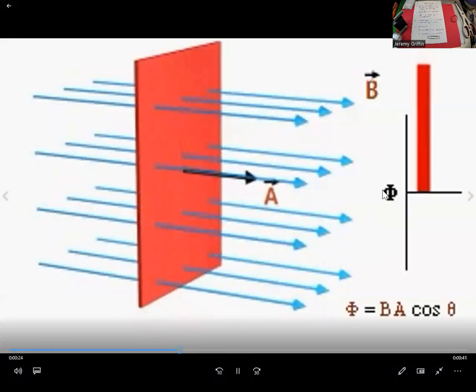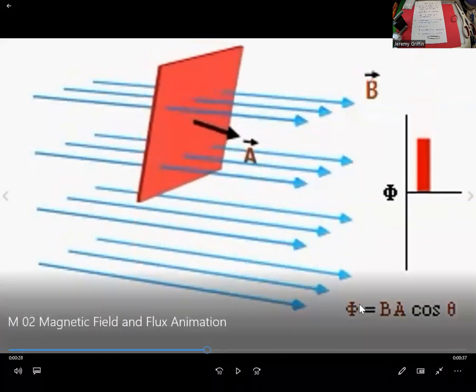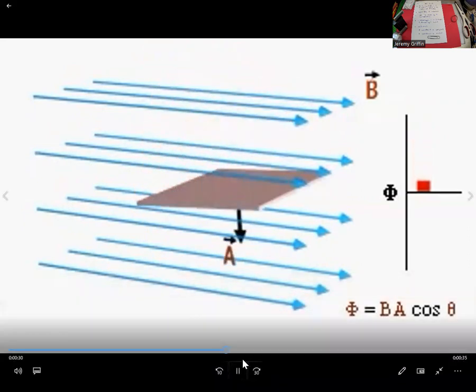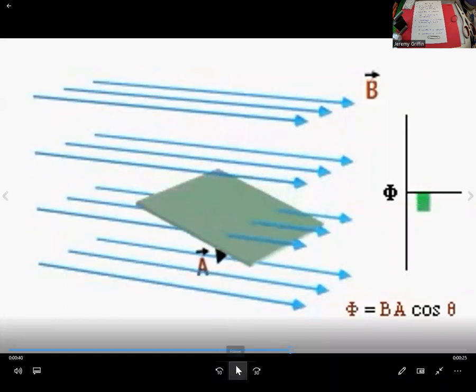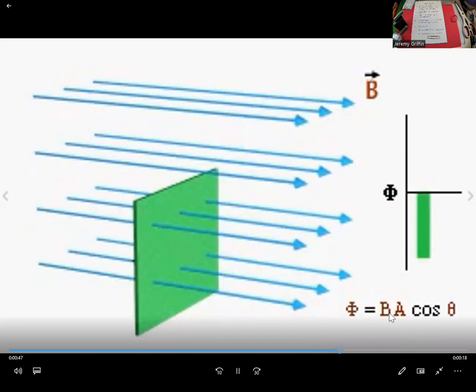This symbol here, I think it's the Greek letter phi, represents flux. And flux is just magnetic field times area. Well, it's a certain product between those vectors. So look at that. When you turn it sideways, the flux goes to 0. It's really how much magnetic field is going through some area. And if you turn that area upside down, the flux goes negative. So B times A times cosine of the angle between them. Kind of reminds me of a dot product, right?